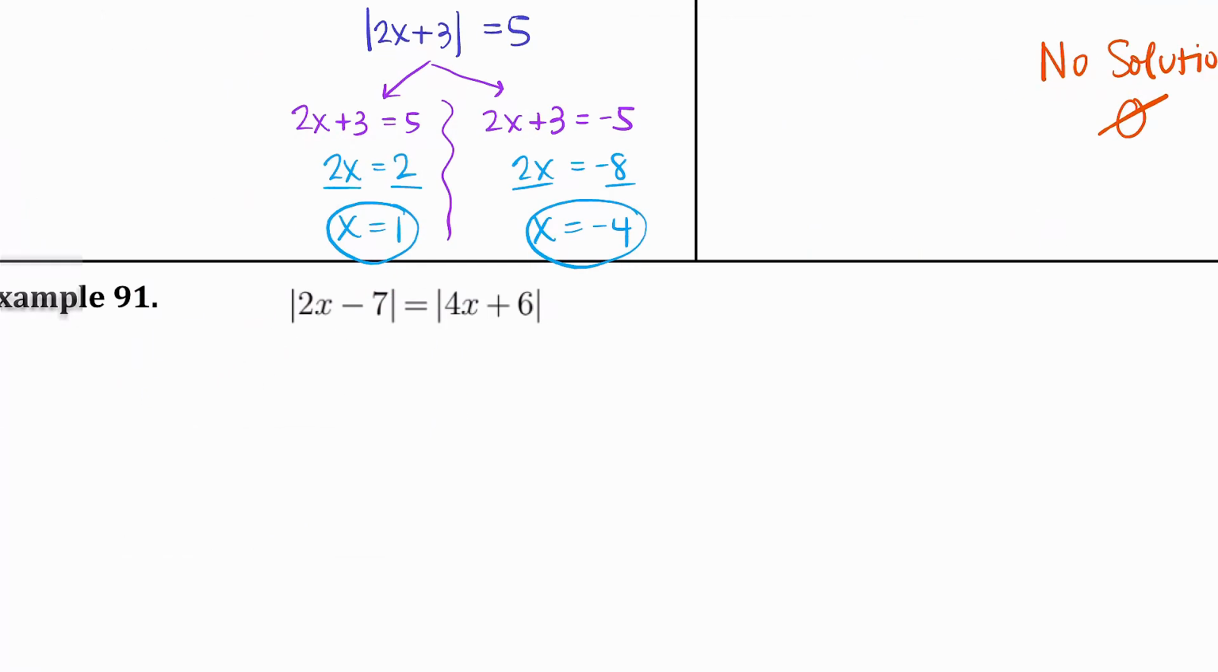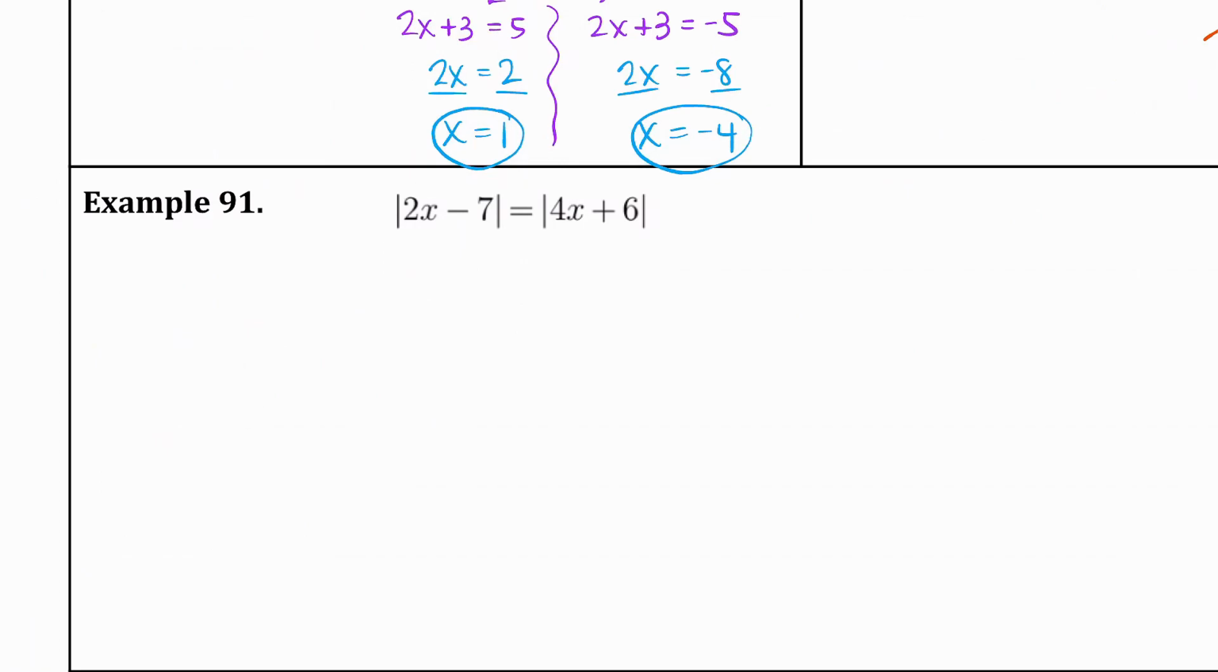All right, and then our last one here where we have an absolute value on both sides. We have it isolated on the left, isolated on the right. So we're just going to go ahead. We still have to create two cases. Be careful how you write this. Our first one's going to be this is set equal to this, just like it's written. 2x minus 7 is equal to 4x plus 6.